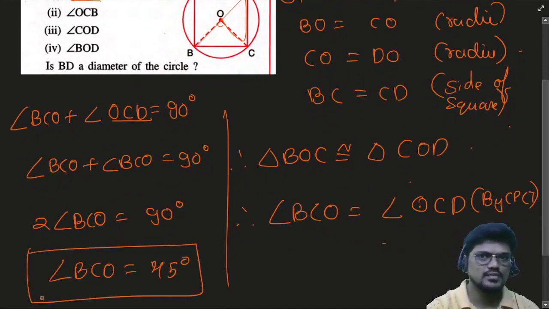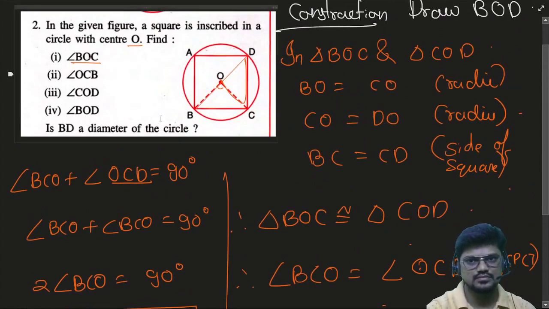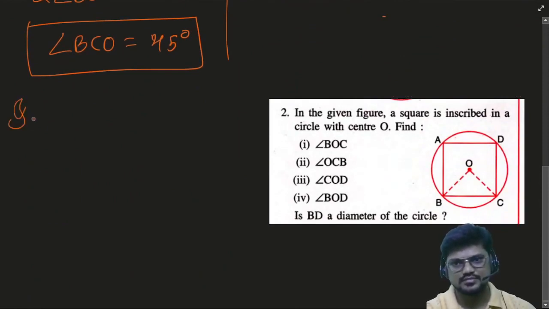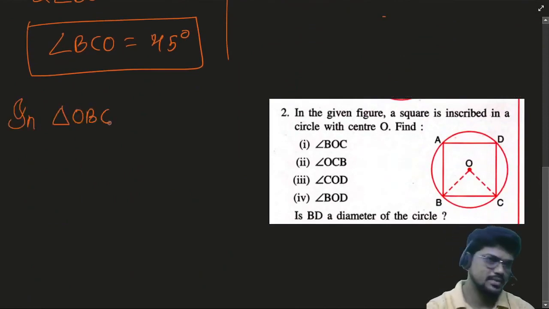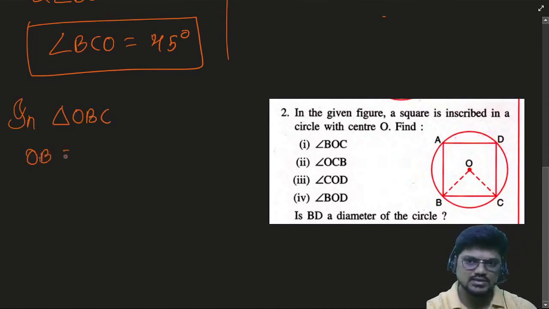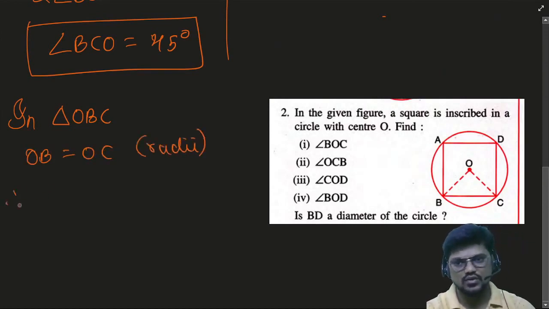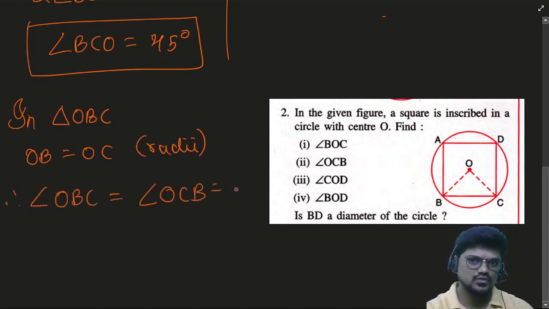Now, in triangle OBC, OB is equal to OC, radii. If the two sides are radii, then what I can say, therefore, angle OBC is equal to angle OCB equals 45. Isosceles triangle property. BCO, OBC and OCB, yeah, equals 45 degree.